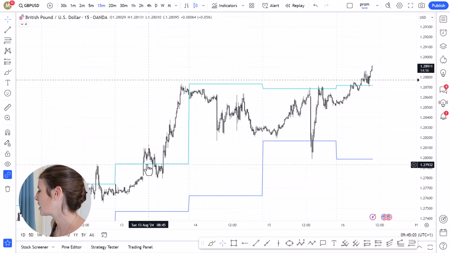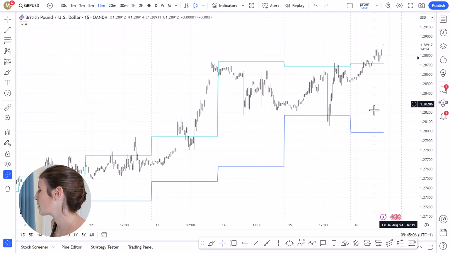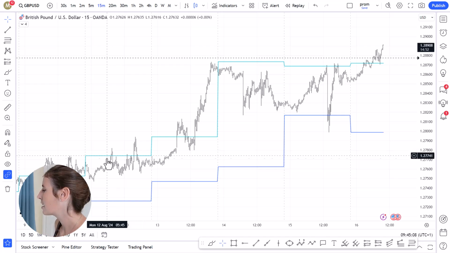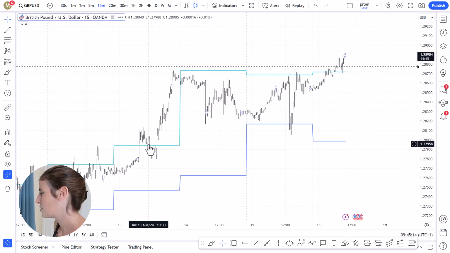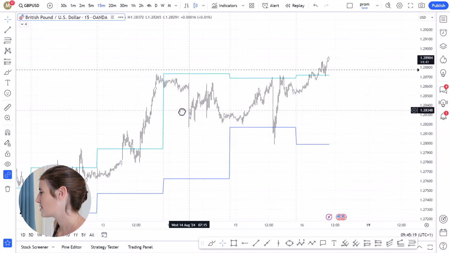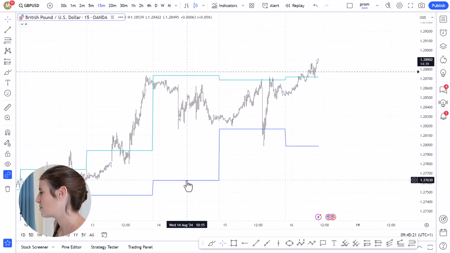So if we look at this week, for example, let's just zoom out here. Looking at the Monday, we can see that we got a bit of a break of Friday's high, the previous trading daily high. Tuesday, we got a little bit of a break here of Monday's high. But Wednesday, it didn't break the high and it didn't break the low. It was an inside day.